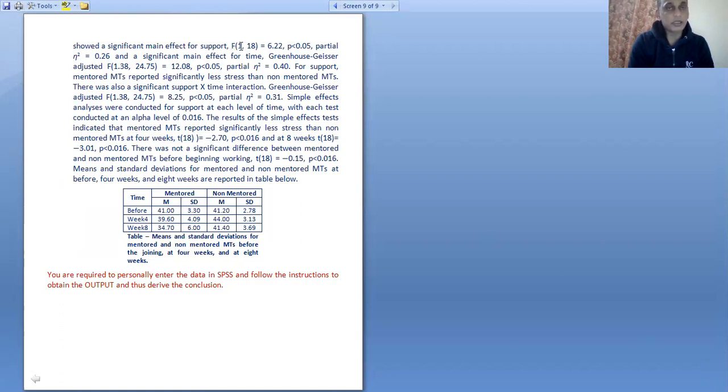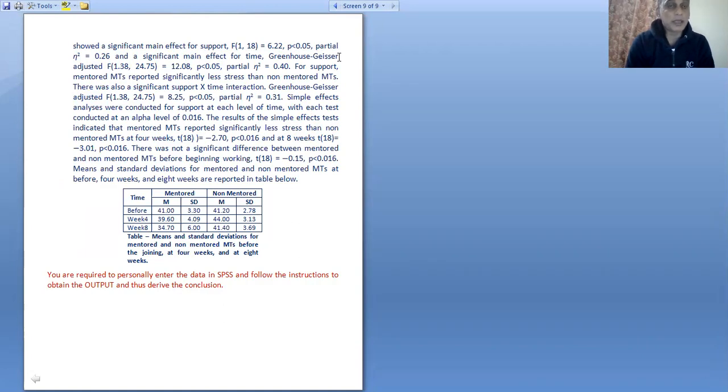The results showed a significant main effect for support, F(1, 18) = 6.22, p < 0.05, partial eta squared = 0.26, and a significant main effect for time, Greenhouse-Geisser adjusted F(1.38, 24.75) = 12.08, p < 0.05, partial eta squared = 0.40.